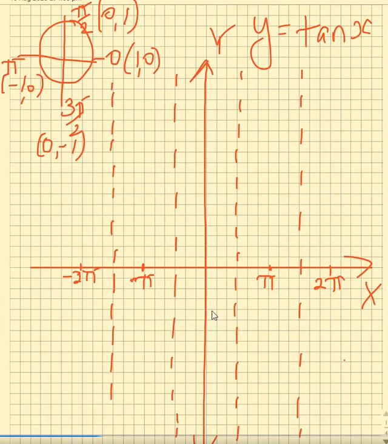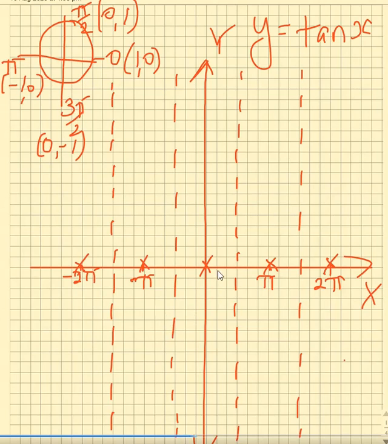The next thing we can do is the x-intercepts. Tan of 0, sine theta over cosine theta, is 0, so we can mark the point (0, 0). Likewise, tan of pi is 0. Tan of 2 pi is 0. Going in the clockwise direction, tan of negative pi is 0. And tan of negative 2 pi is 0.